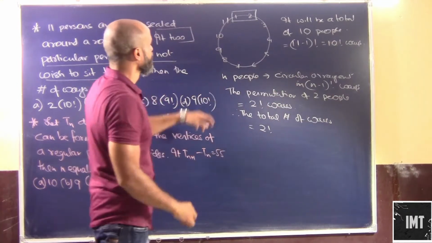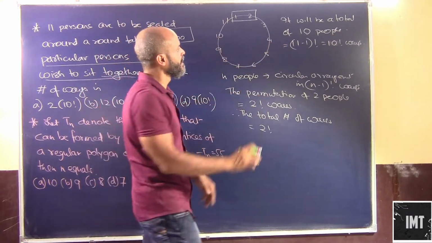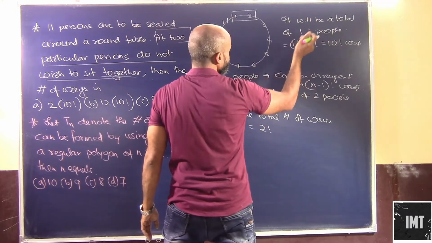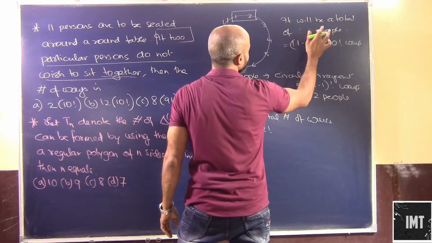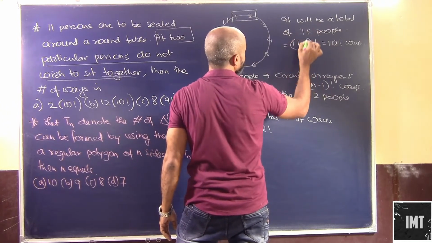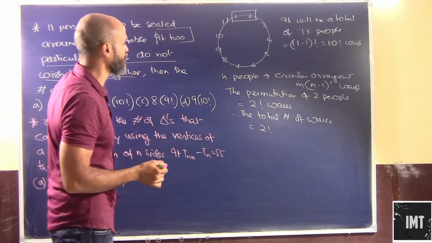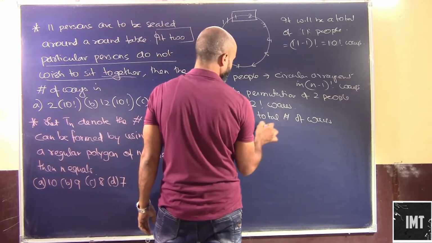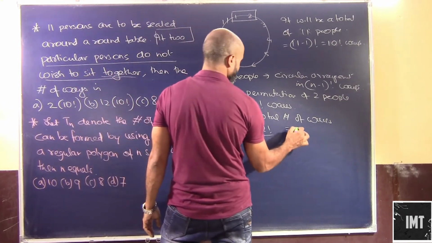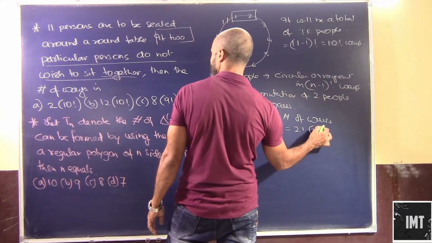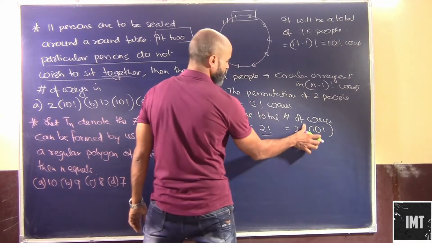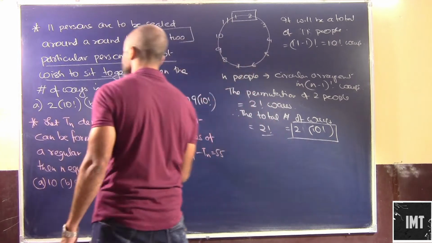So it will be a total of 11 people. So 11 minus 1, that is 10 factorial ways, and these 2 people can be made to sit in factorial 2 ways. So this will be factorial 2 into factorial 10. Factorial 2 means 2, so 2 into factorial 10. So this would be the answer.